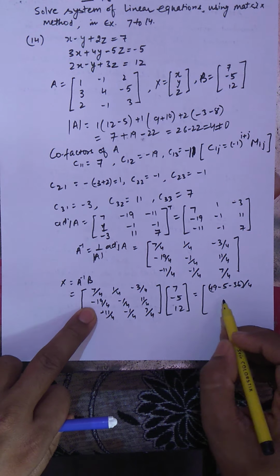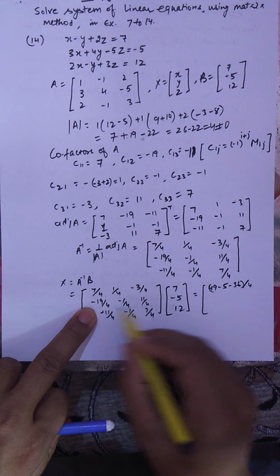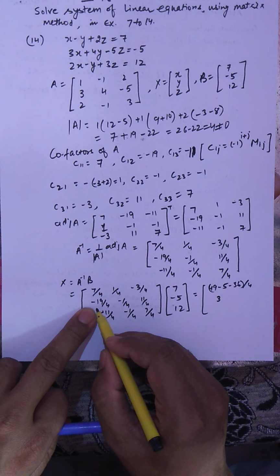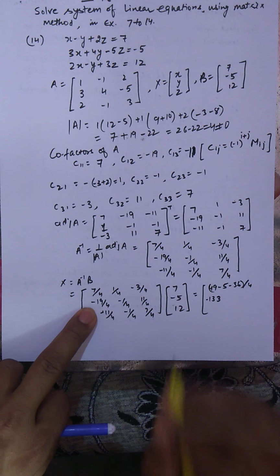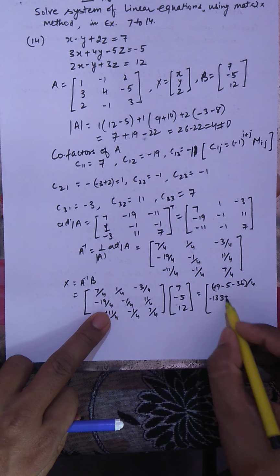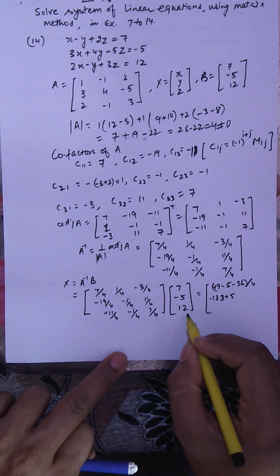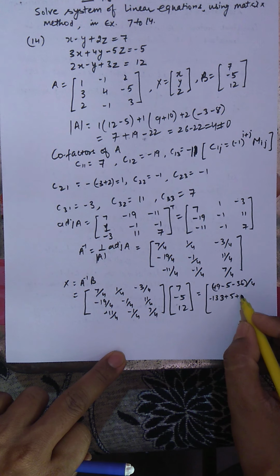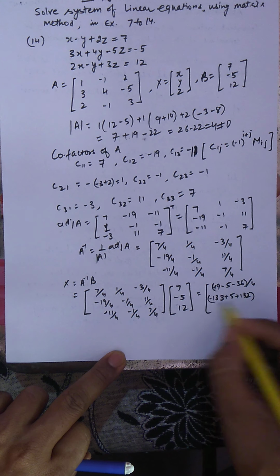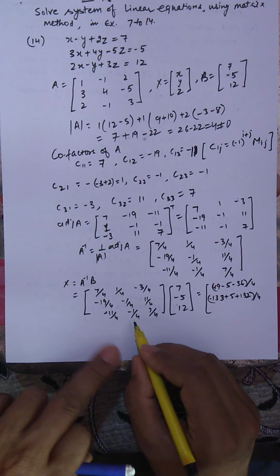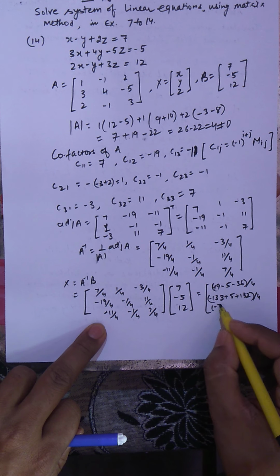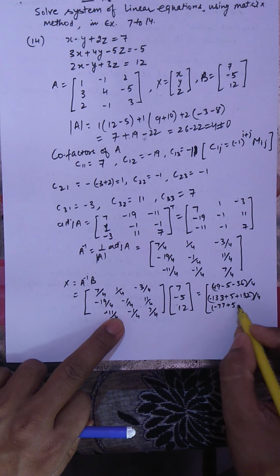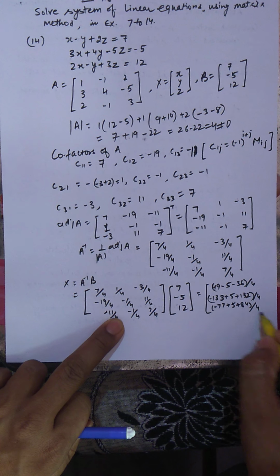Now minus 19 into 7: 7 nines are 63, 3 carry 6, 7 ones are 7, and 6 makes 13, so minus 133. And this is minus times minus 5, plus 5, and this 11 into 12 is 132. So the total is 132 divided by 4. Now come to minus 11 into 7, which is minus 77, and this is plus 5, and plus 12 times 7 is 84, divided by 4.